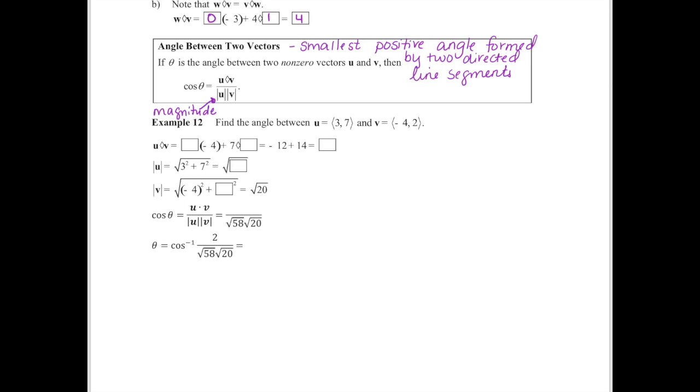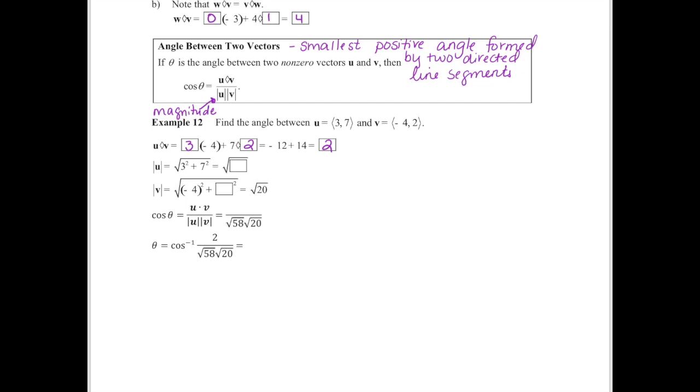So find the angle between u and v written in component form. Well, we first need to find u dot v, multiplied by u and v. So we'll first take 3 times -4 and 7 times 2, resulting in +2.